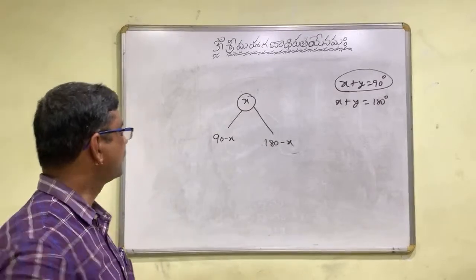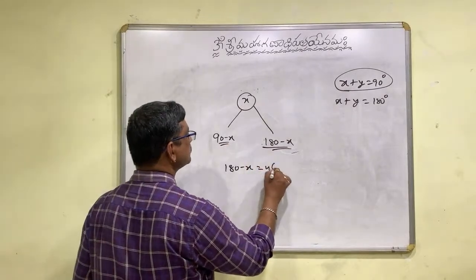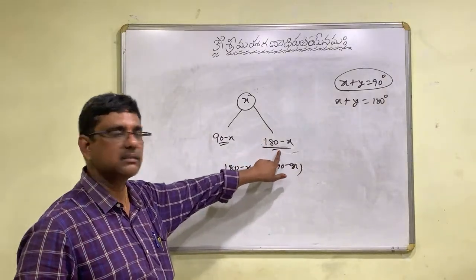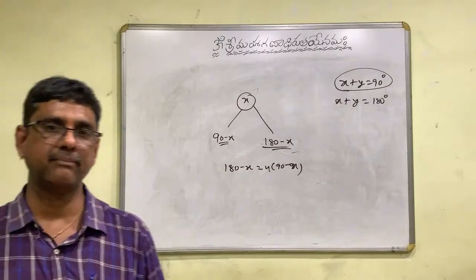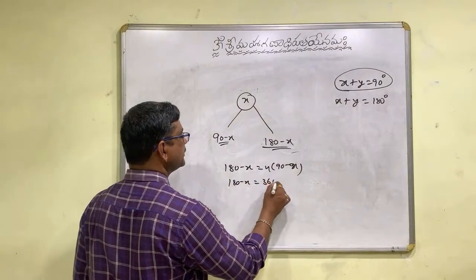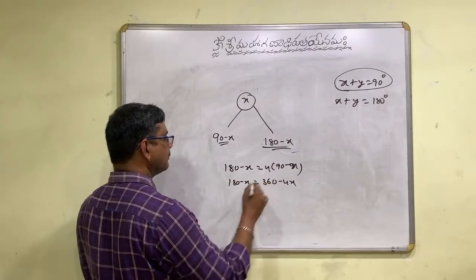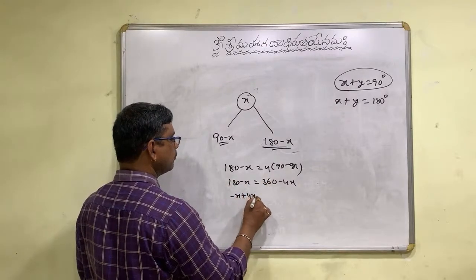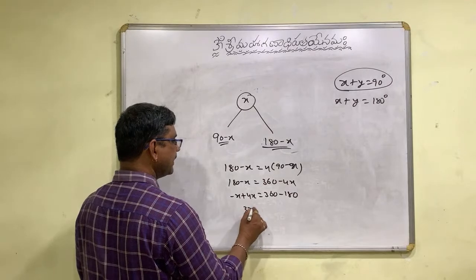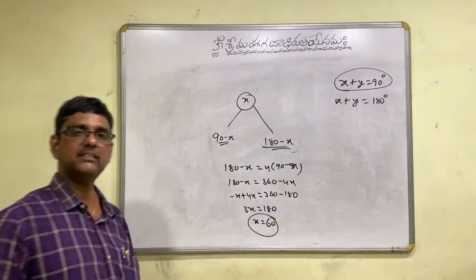Okay? Now what does he say? This is 4 times this. That is the question. Its supplement is 4 times its complement. Now simplify. 180 minus x equals 360 minus 4x. x on one side, the 180 numbers on the other side: minus x plus 4x, 360 minus 180. 3x is equal to 180. x is 60.